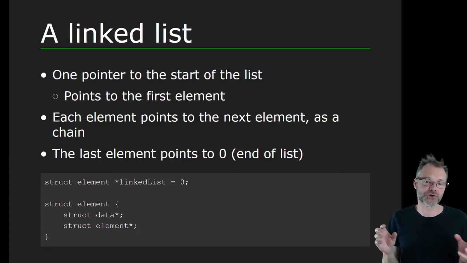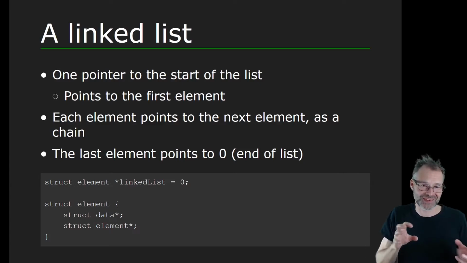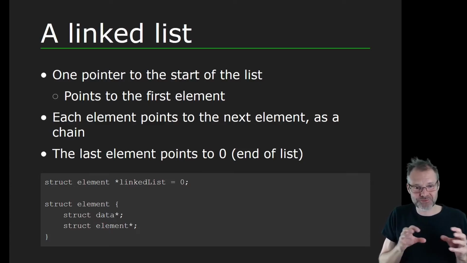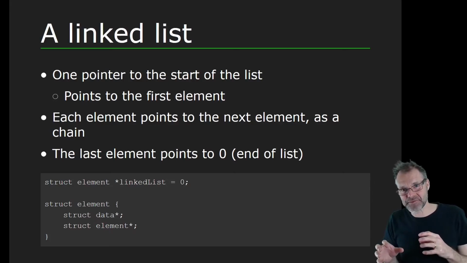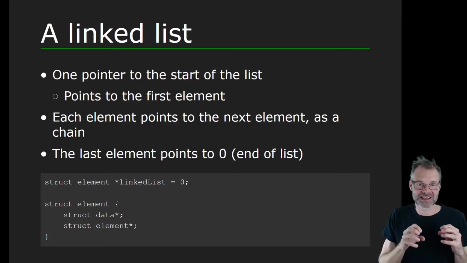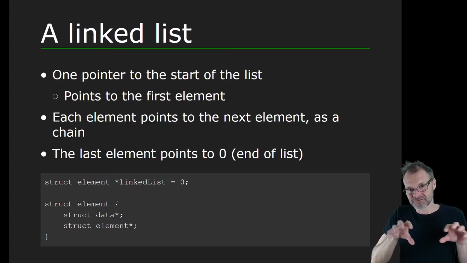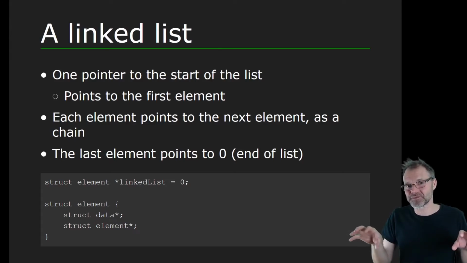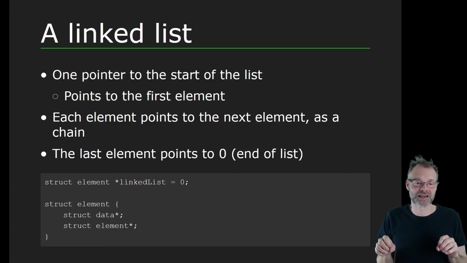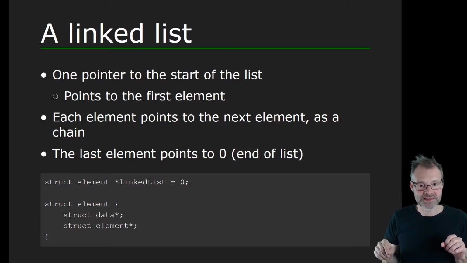So I need one pointer to the start of the list. It's actually a pointer to the first element of the list. So this linked list is an element put up in a sort of a chain of elements. The last element points to 0, that's the end of the list.